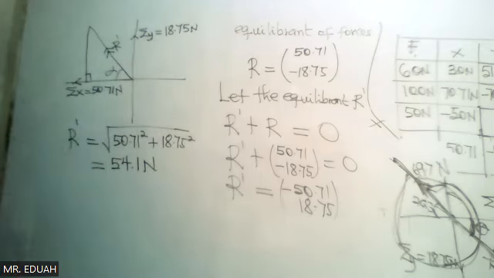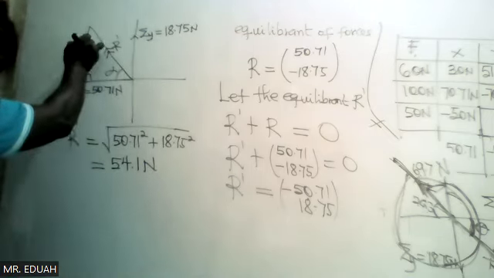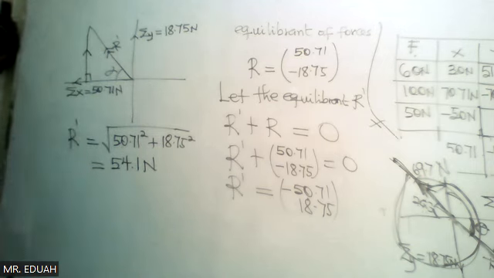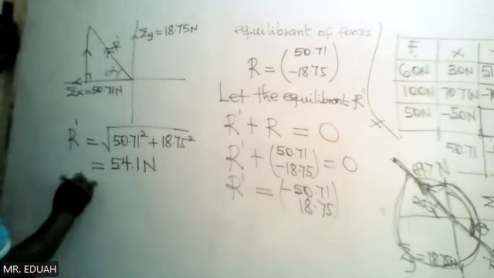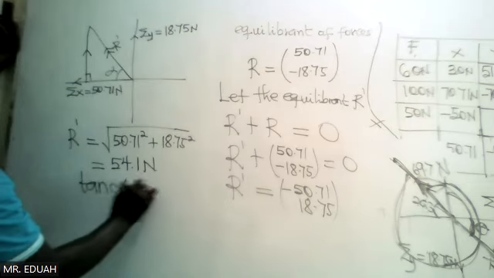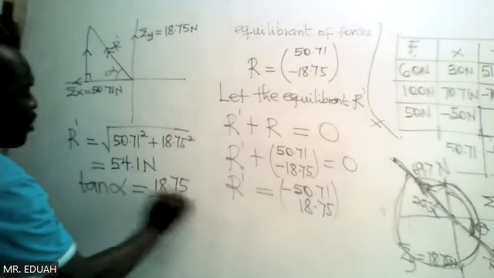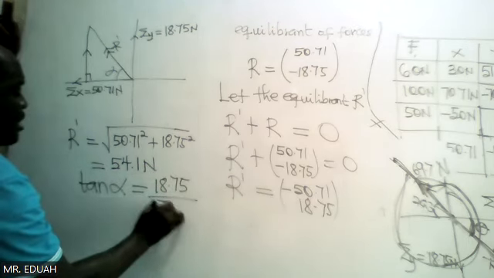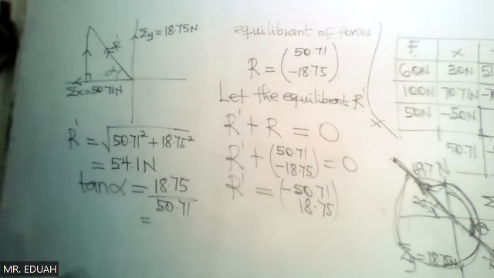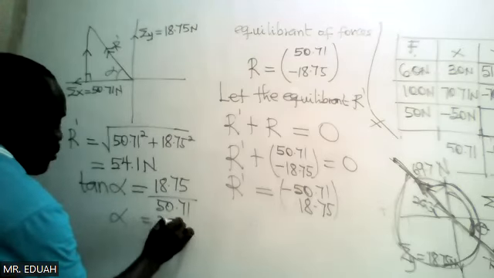Then direction. Let's determine the angle between the resultant and the x. Once we have the vertical component, we have the horizontal component. Tan alpha will be equal to 18.75 over 50.71. What will be alpha? Please calculate alpha for me. The same value, 20.3.